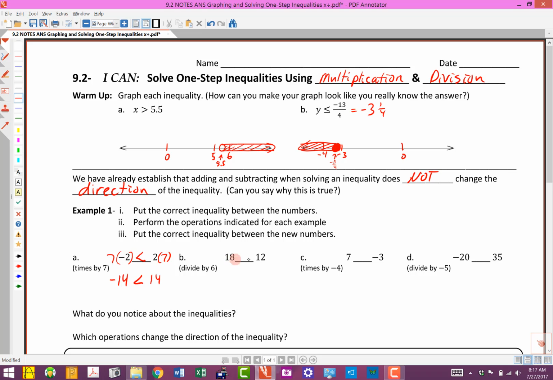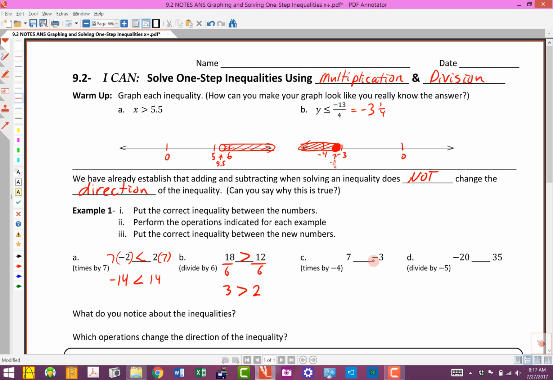Okay, next one, 18 and 12. 18 is the bigger one, so I'm going to do it like this. That's 18 greater than 12. We're going to divide both sides by 6, and we get 18 divided by 6 is 3, and 12 divided by 6 is 2. 3 is bigger than 2, so I'm going to have a greater than.